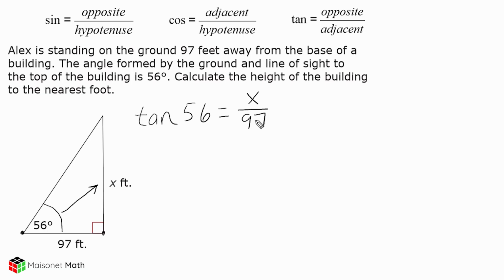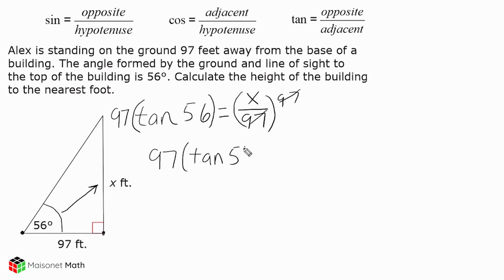All right, so what we're going to do now is isolate x. Because x is being divided by 97, we're going to multiply by 97 on both sides. So we're going to multiply this entire thing over here by 97. These 97s cancel out, and that leaves us with 97 multiplied by the tangent of 56 degrees, and that is going to be equal to x.